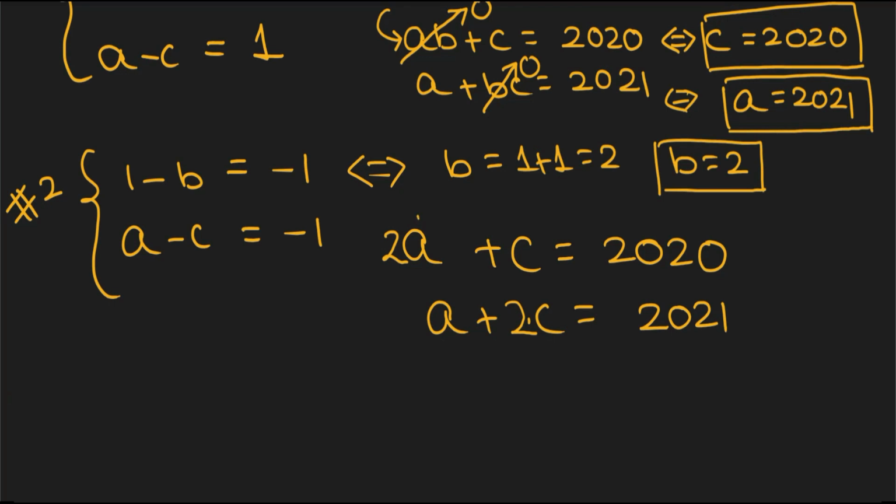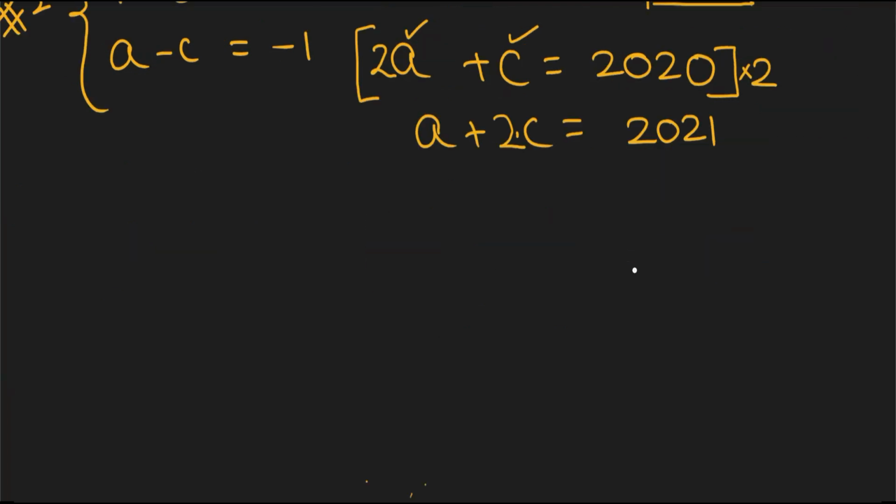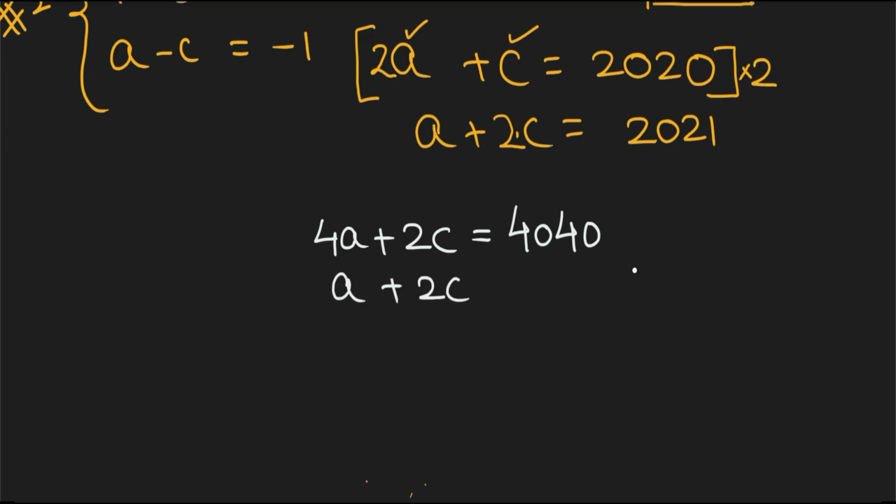Now we have two variables and two equations to solve. Let us multiply this equation with 2. We can write this equation as 2A into 2, that is 4A, plus 2 into C, that is 2C, is equal to 2020 into 2, that is 4040. And the next equation is A plus 2C is equal to 2021.